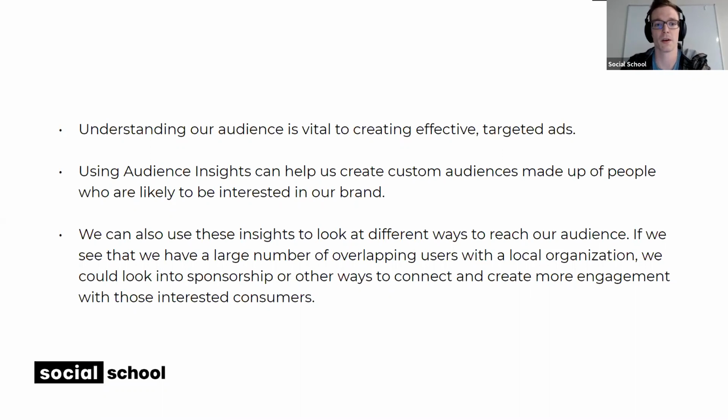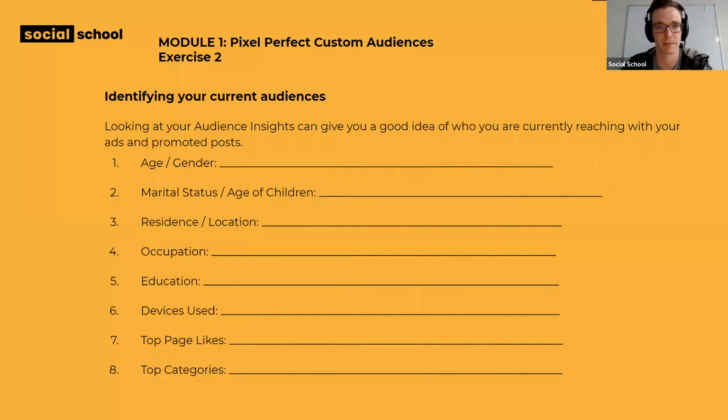We can also see that if we have a large number of overlapping users with local organizations, this is a great way, as I mentioned before, to look into sponsorships or other ways to connect and create more engagement with these interested consumers. This can be as simple as going into that shop, if we see local shops, and providing our business cards or a flyer on their storefront or counter, whatever is available and whatever you can think of. This really can connect the two brands together, even if it doesn't make total sense, you know, banking and coffee, but at least the user can connect the two together and make those brands stronger in their minds as well as their opinions.